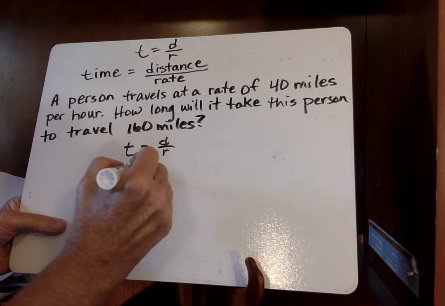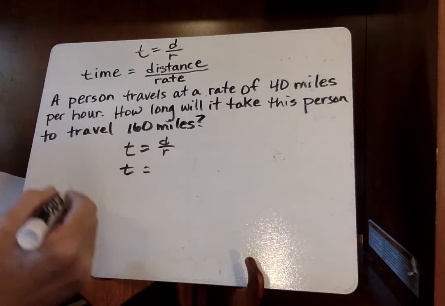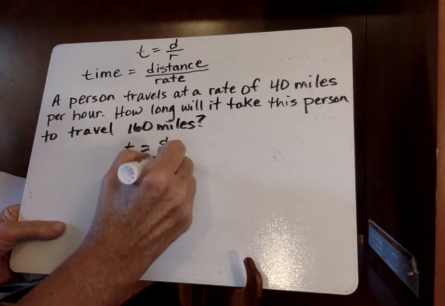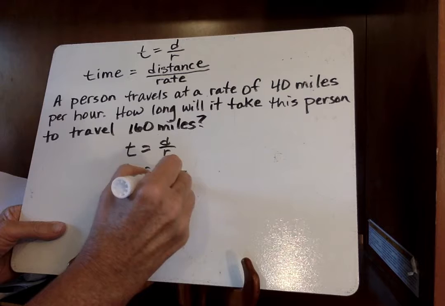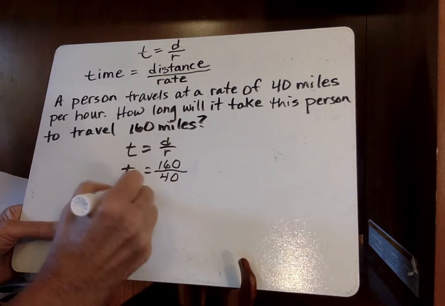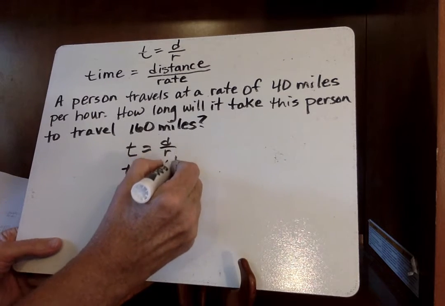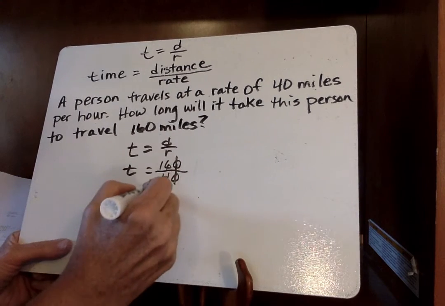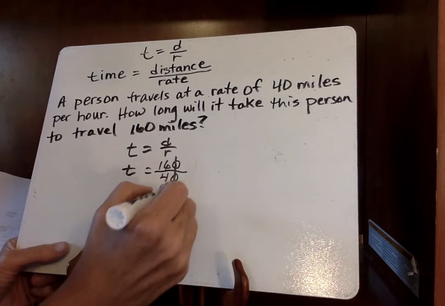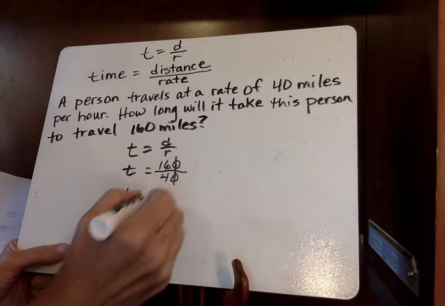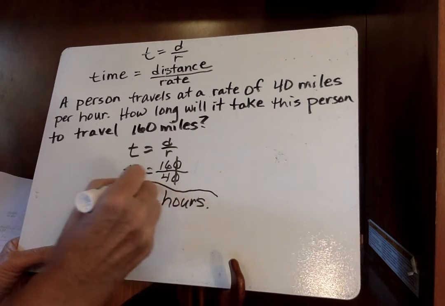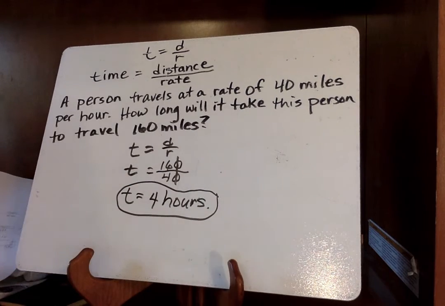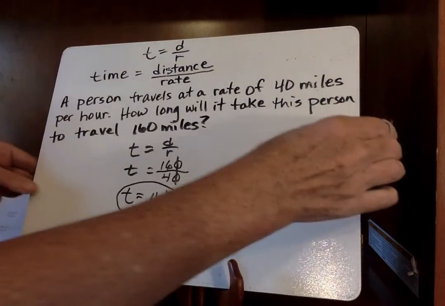So the time here equals 160, the distance is 160 miles, and they're dividing it by the rate, which is 40 miles per hour. So the time equals, and again, we can cancel that out, 16 divided by 4 is 4. So the answer to this one would be 4. Don't forget your units, 4 hours. So it would take the person 4 hours to go 160 miles if they were traveling at 40 miles per hour.